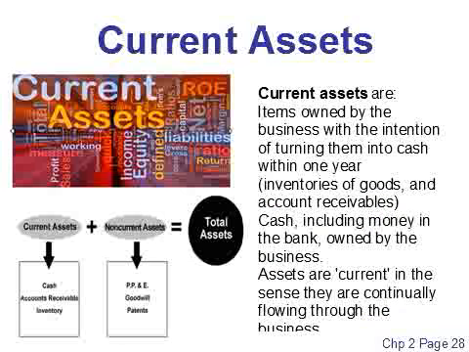Current assets. Current assets are items owned by the business with the intention of turning them into cash within 1 year: inventories of goods, and account receivables. Cash, including money in the bank, owned by the business. Assets are current in the sense they are continually flowing through the business.